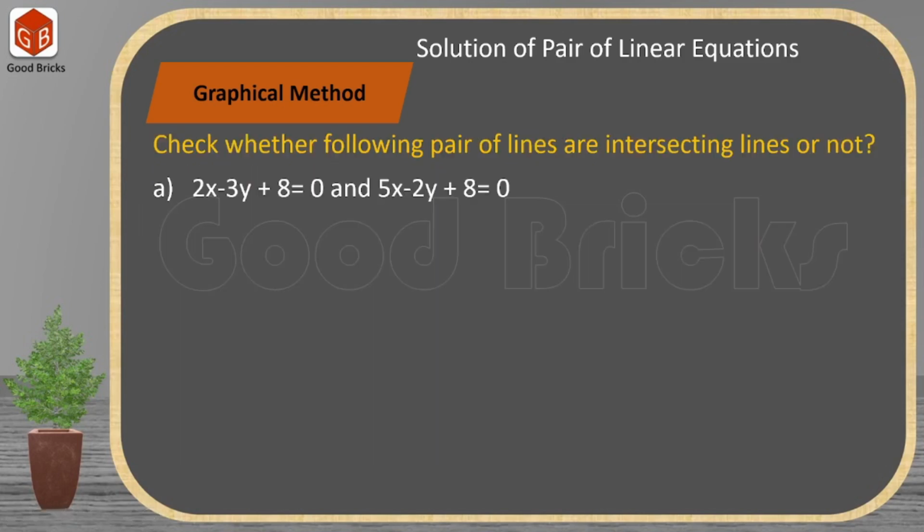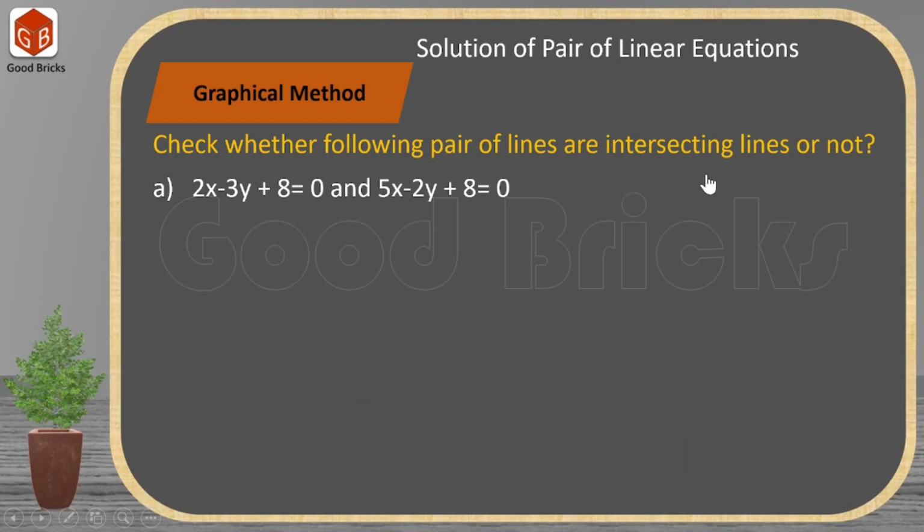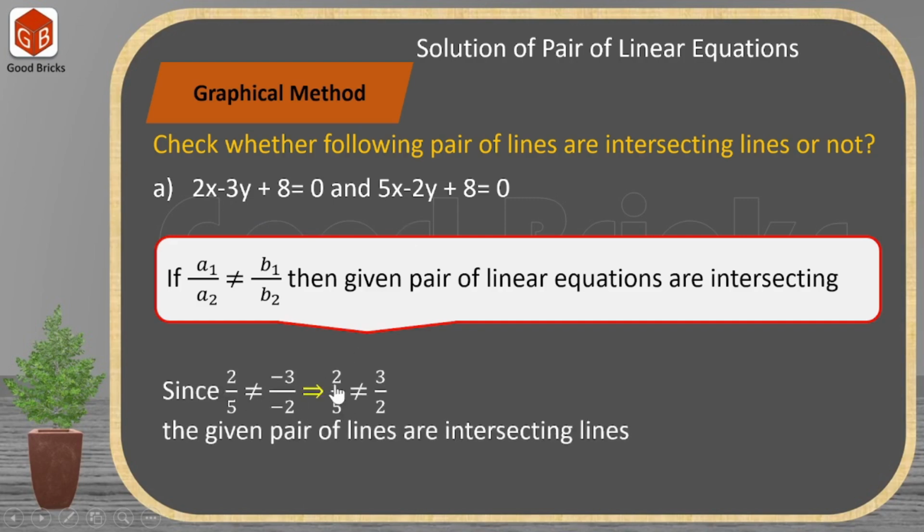Let us try to understand this graphical method of solutions with some examples. In this first example, we need to check whether this pair of lines are intersecting lines or not. And we know the condition. What is that? If a1 by a2 is not equal to b1 by b2, then we can say this given pair of lines are intersecting. So here a1 by a2 is 2 by 5, b1 by b2 is equal to minus 3 by minus 2. Since these two ratios are not equal, we can say this given pair of lines are intersecting lines.